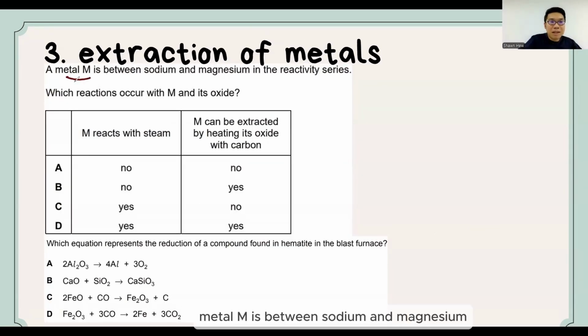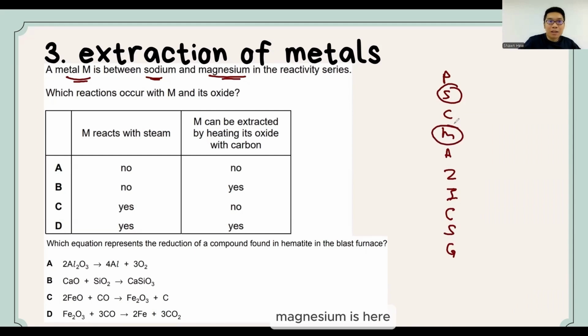First question says metal M is between sodium and magnesium in the reactivity series. Sodium is here, magnesium is here. The metal that's in between them is calcium. Which reaction occurs with M and its oxide?